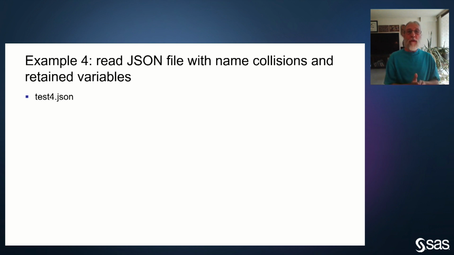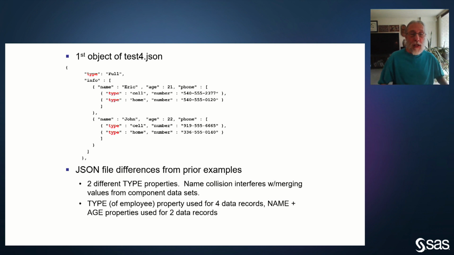Next example, let's read a file with name collisions and retained variables. Now, here's a different looking JSON file. Here's just the first object of the file. There's more below it, but you can see two key differences. First of all, there are two different properties called type. There's one that has to do with full-time or part-time, that's the first one. And then further down, there's another property called type that refers to the type of phone, cell or home. So type is really two different things in this JSON file.